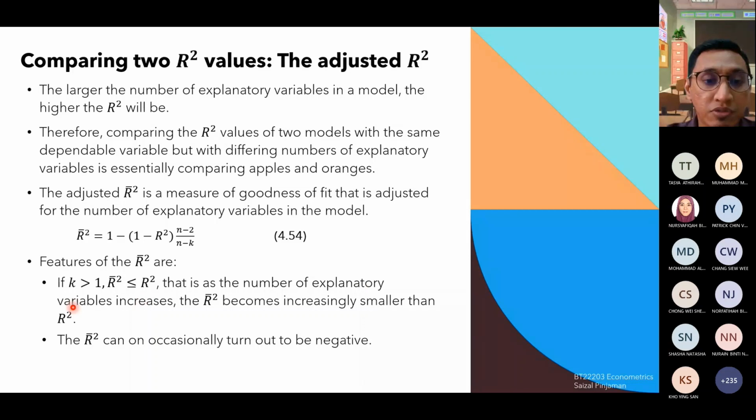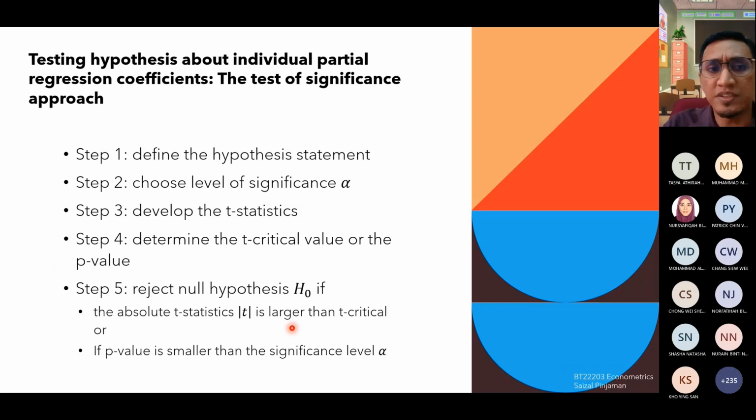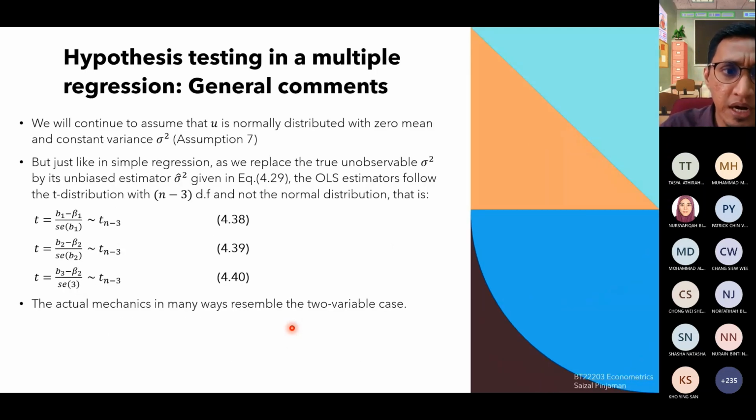As the number of explanatory variables increases, the adjusted R squared becomes smaller and smaller relative to the R squared. And it is not a surprise if our adjusted R squared is negative, because it can happen that way, depending on certain situations. One of the factors that can influence a negative adjusted R squared is a large number of explanatory variables. So these are the important things that we need to know in the multiple regression model.